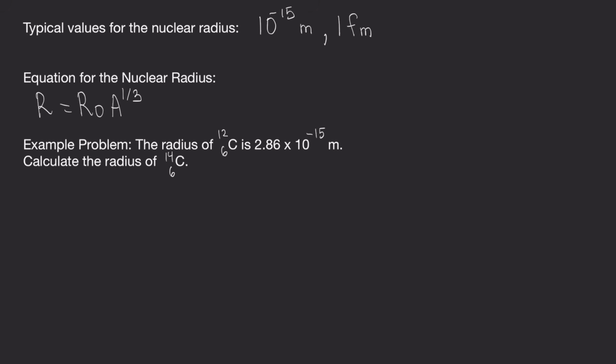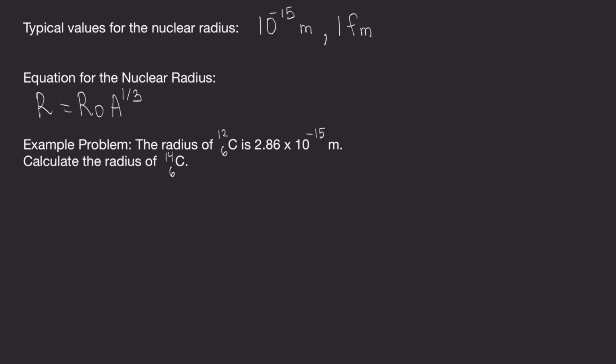For the exam, we also need to know typical values for the nuclear radius. These are about 10 to the power of minus 15 meters, or a femtometer. Please know that for larger nuclei, something like uranium, you might be expecting something more like 10 to the power of minus 14 meters. There is an equation for the nuclear radius in terms of the nucleon number.